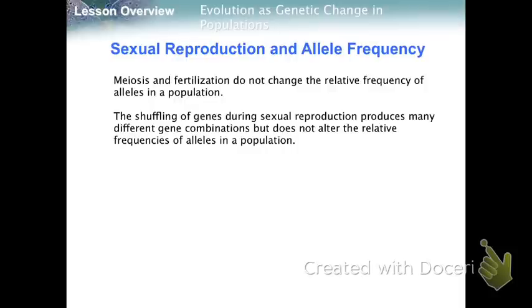When we're talking about sexual reproduction and how it relates to allele frequency, it's important to know that meiosis and fertilization don't change the relative frequency of alleles in a population. We talked about that genes are shuffled during sexual reproduction, but it doesn't alter the relative frequencies of the alleles in a population itself, because the shuffling of genes doesn't mean that we're changing the number. They're all there. It's a fixed amount of genes. It's a fixed set of genes within an individual. They just mix and match and shuffle in different ways in the gametes.